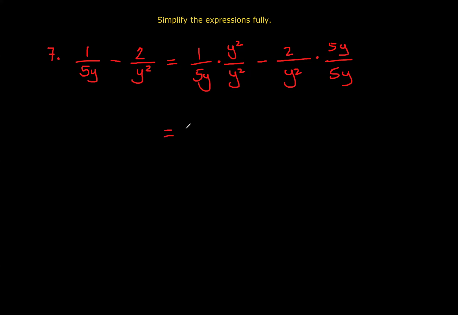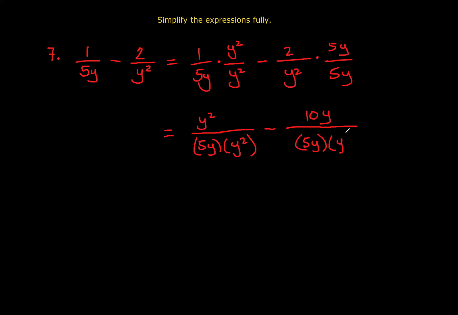We simplify further. Now this will be equal to y squared all over 5y times y squared, minus, we have here 2 times 5, that will be 10y all over 5y multiplied to y squared. So here we can see that we have a common denominator already. And for this, we can write 5y multiplied to y squared. Now y squared minus 10y.